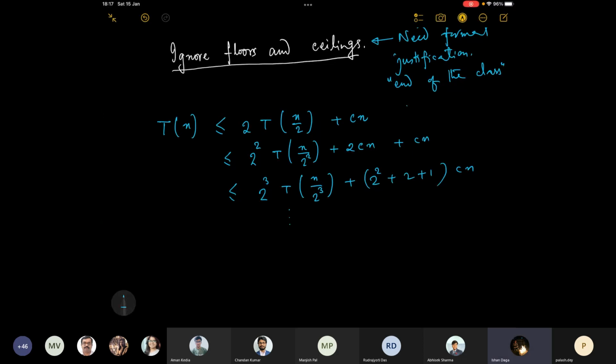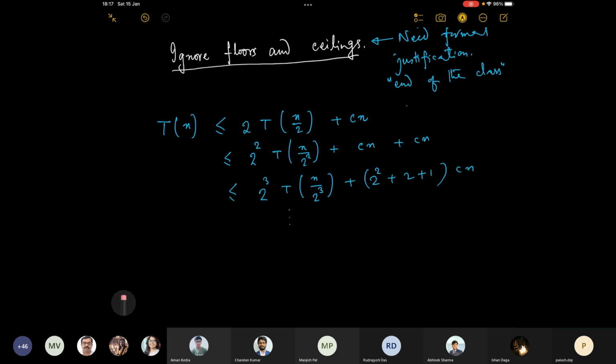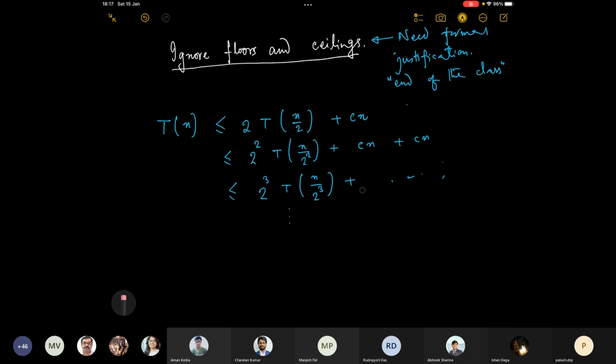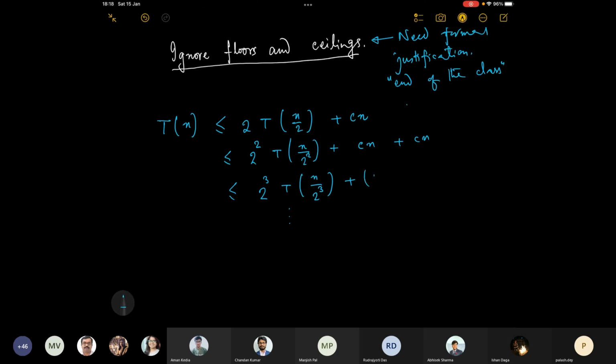Would the 2cn term not be cn simply, because from the T(n) we're getting n/2 outside, so each n/2 gets multiplied by 2? Correct, you are right, thank you. This will be cn. Let me write this one. So this is 1 plus 1 plus 1 times cn, and so on.